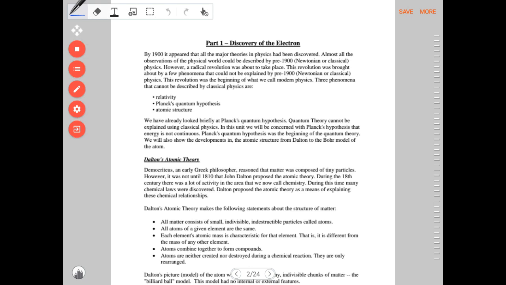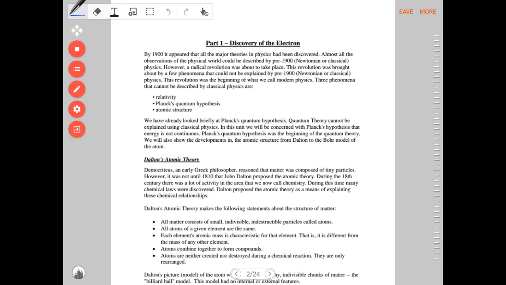Part 1, Discovery of the Electron. By 1900, it appeared that all the major theories in physics had been discovered. Almost all the observations in the physical world could be described by pre-1900, so Newtonian or classical physics. Okay? However, a radical revolution was about to take place. This revolution was brought about by a few phenomena that could not be explained by Newtonian physics. This revolution was the beginning of what we now call modern physics.